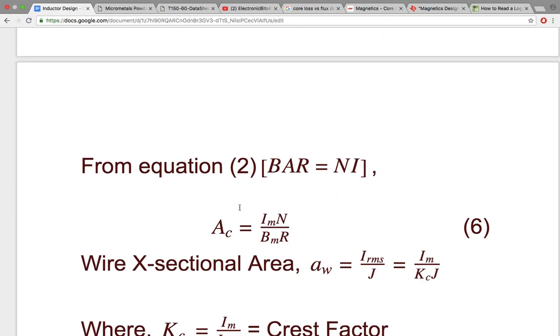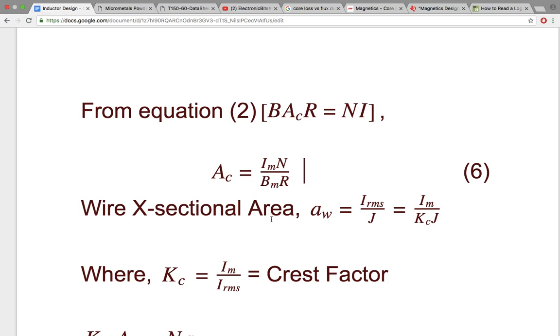So let us take our basic Hopkinson's expression, where we have BAc = Ni. So this Ac is the cross sectional area of the core, which we can find as Ni by B. Here we want to design the inductor for maximum current Im and maximum flux density Bm. Hence I and B are replaced by Im and Bm.